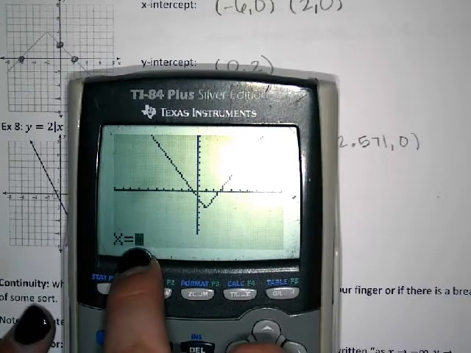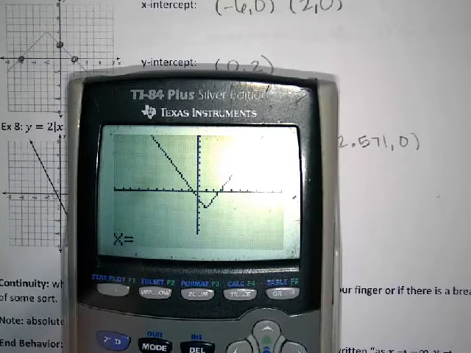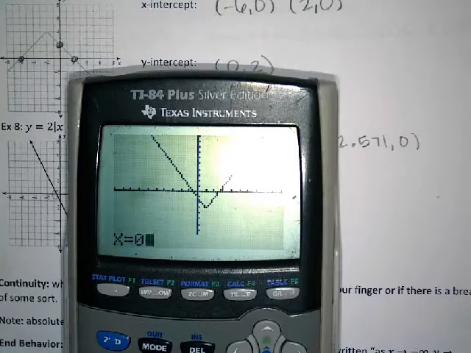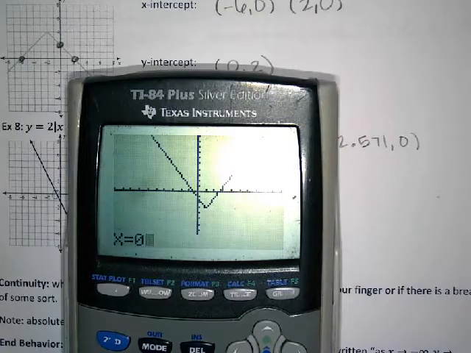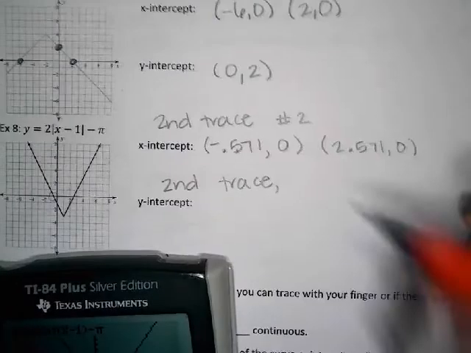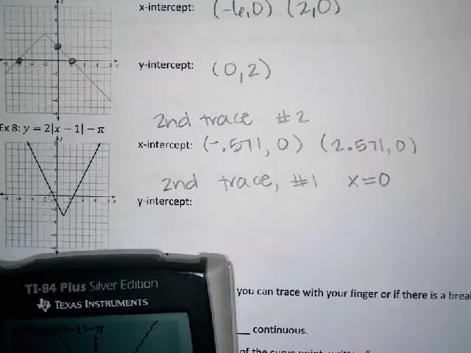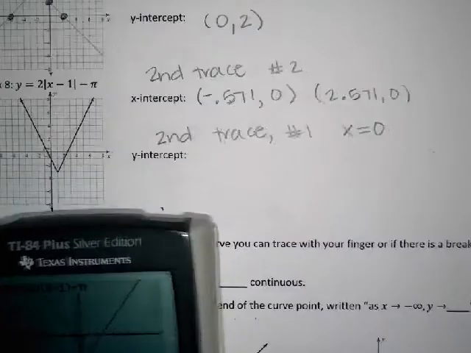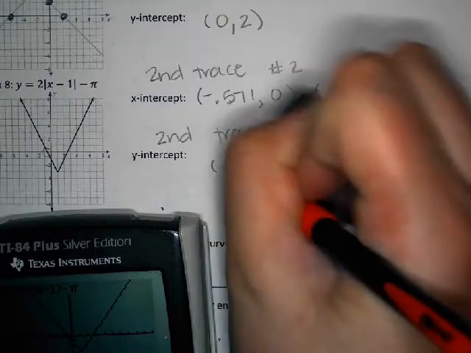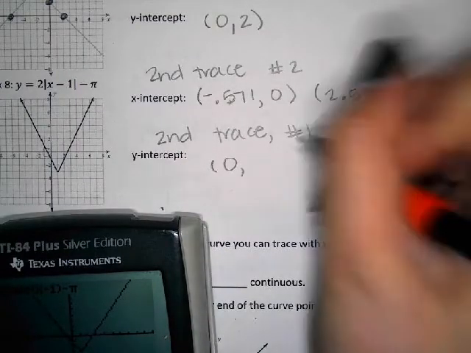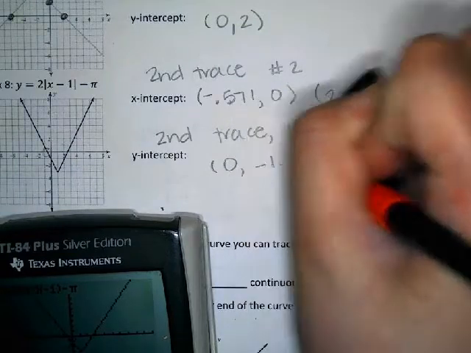So right here, I did second trace option number 1, and the X value that I want to plug in for a Y-intercept is always going to be 0. So 0 is the one that I'm most interested in, but if they said plug in 1, I could plug in 1. If they said plug in 5, I could plug in 5. If they wanted to say plug in 3.2, I could plug in 3.2. So whatever they want me to plug in, I can plug in. So I'm going to do second trace number 1, and I'm going to plug in X equals 0. That's how I find the Y-intercept. And then it just pops out the answer right away. So the answer is 0, and then -1.142. There's your Y-intercept.